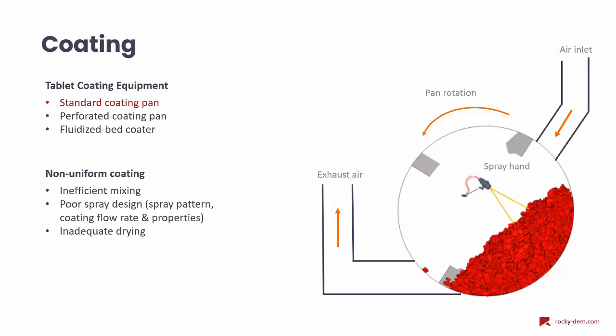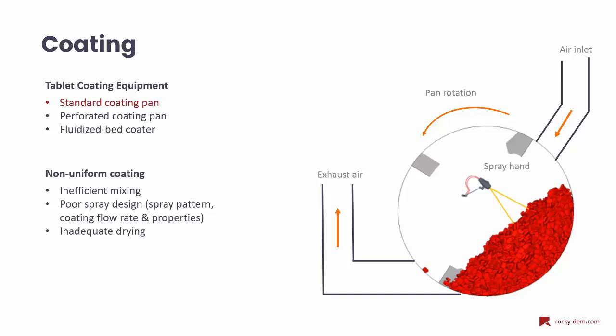Today we'll model a standard coating pan, as you can see here in this image. It's essentially a circular metal pan that is angularly placed on a stand and rotated by a motor. Heated air is directed to the tablet bed surface inside the pan, and the air is exhausted through ducts. The coating solution, as you can see here, is sprayed onto the tablet surface by using this spray gun.